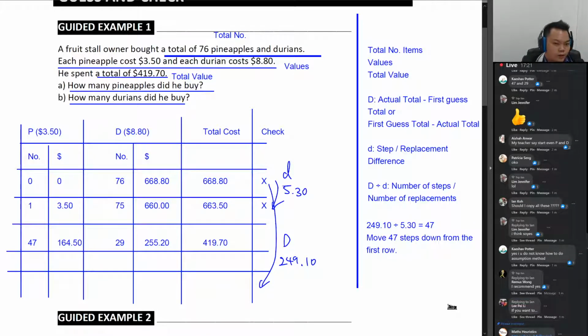Should I copy all this? Preferably yes, because as you write down, somehow your brain registers it better.